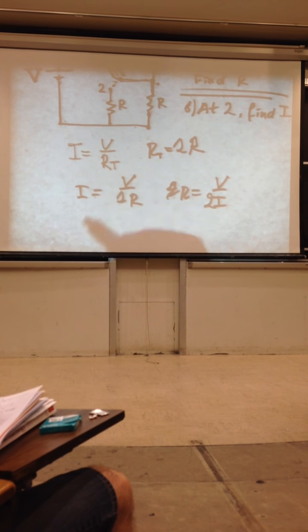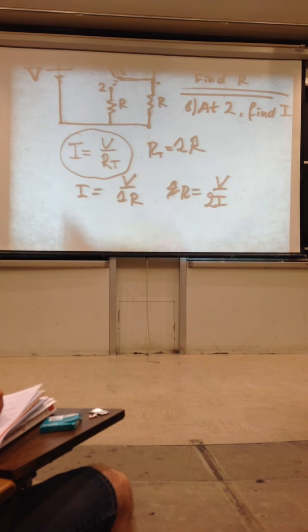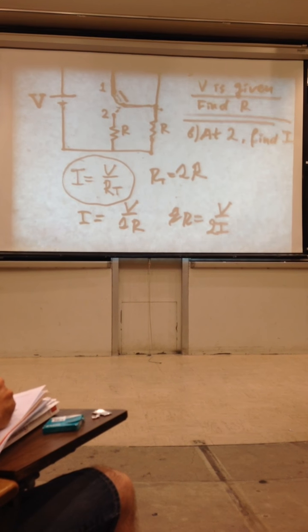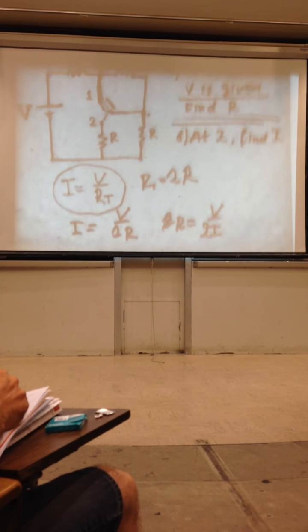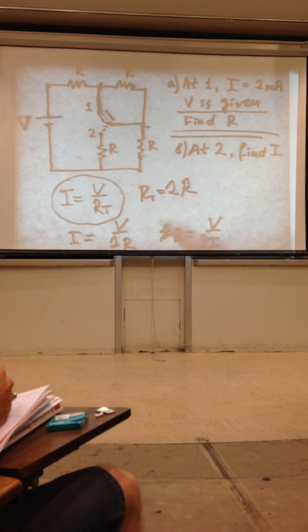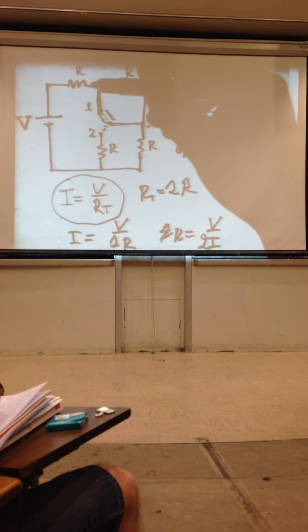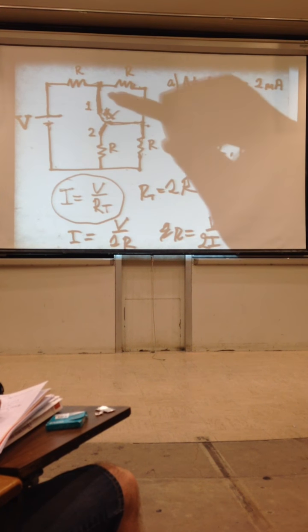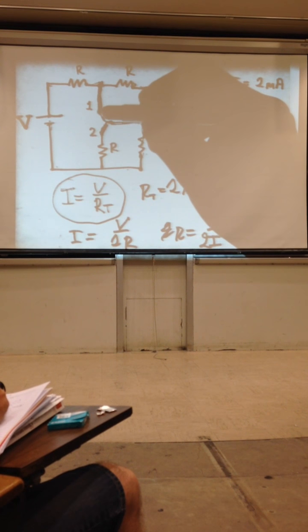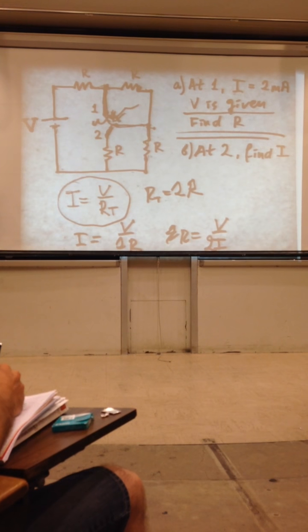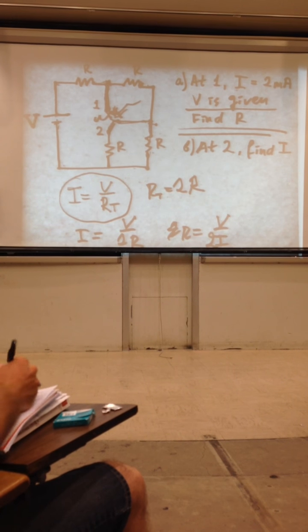Again, you are using the same formula for current. The voltage stays the same. However, obviously, the total resistance changes when you switch it from position 1 to 2. Again, the current would go like this, and it's at position 2 now. So there's no way, this is open now. The switch is at position 2. Current cannot follow that path 1.